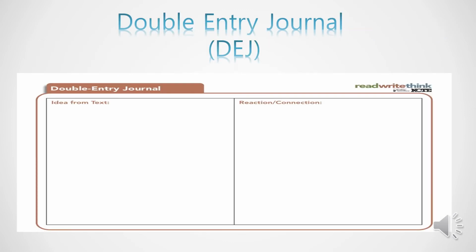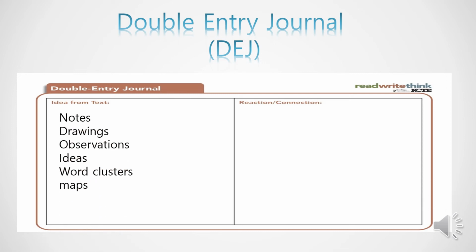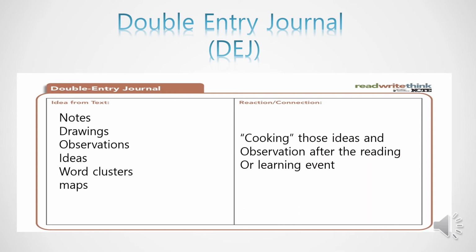Next instruction that guides students before and during writing is double entry journal, or DEJ. This is another special kind of journal since it has a unique way to help students in writing. It is divided into left-hand page and right-hand page. Left-hand page comprises notes, drawings, observations, ideas, word clusters, and maps, while right-hand page is used for a term Vaughan called cooking. Cooking those ideas and observations after reading or learning event.